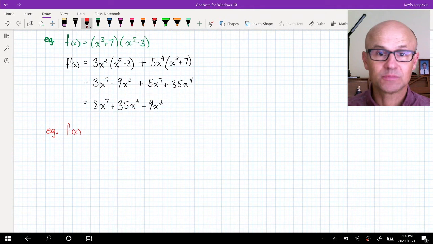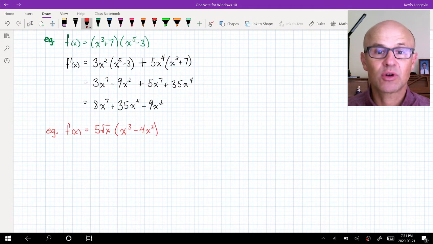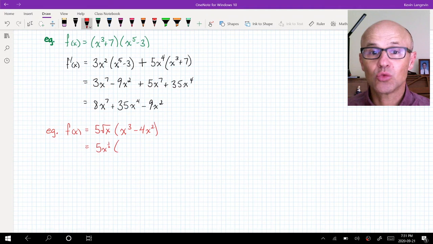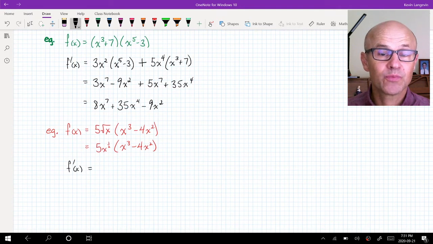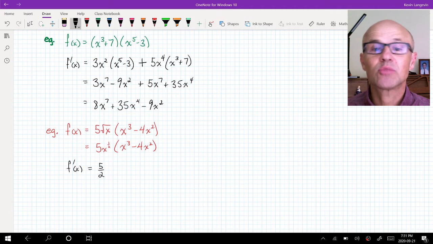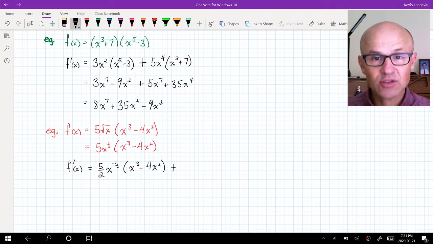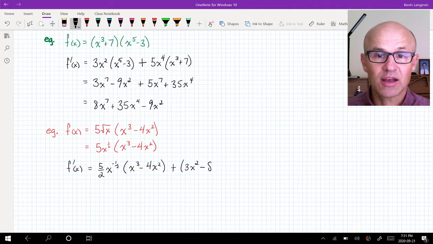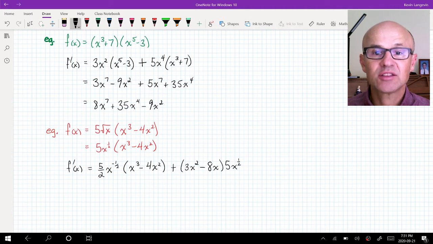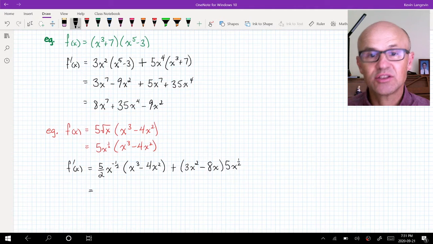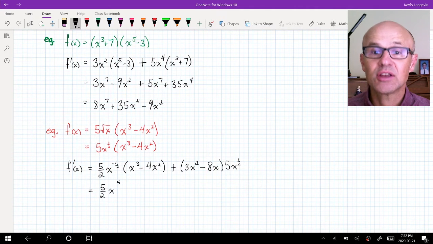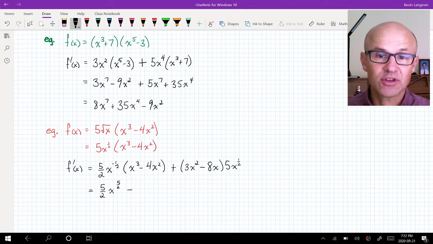Next example. Our function is 5 root x multiplied by x cubed minus 4x squared. Remember that root x is the same as x to the power of a half. So, derivative of the first. Bring down the 1/2, times it by 5 is 5/2. Subtract 1 from the 1/2 gives me the negative 1/2. Times the second plus derivative of the second, 3x squared minus 8x, times the first.